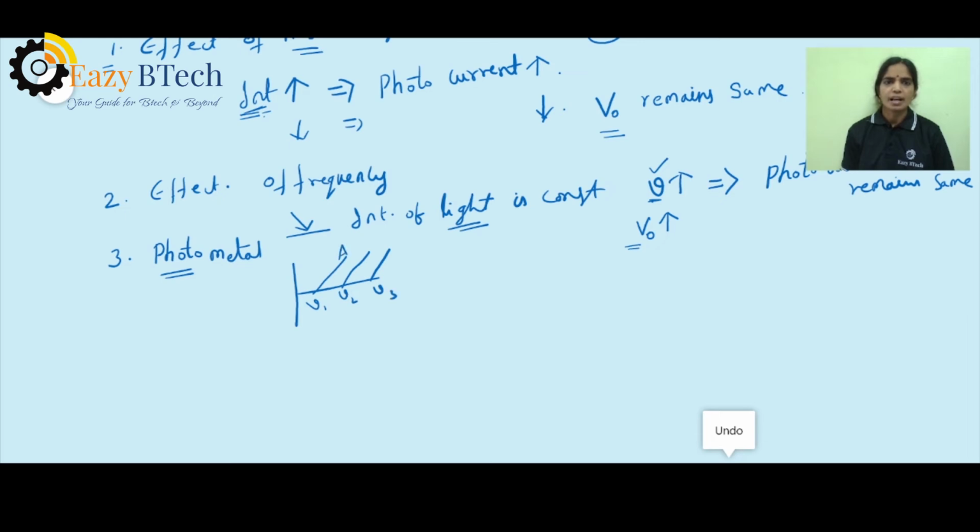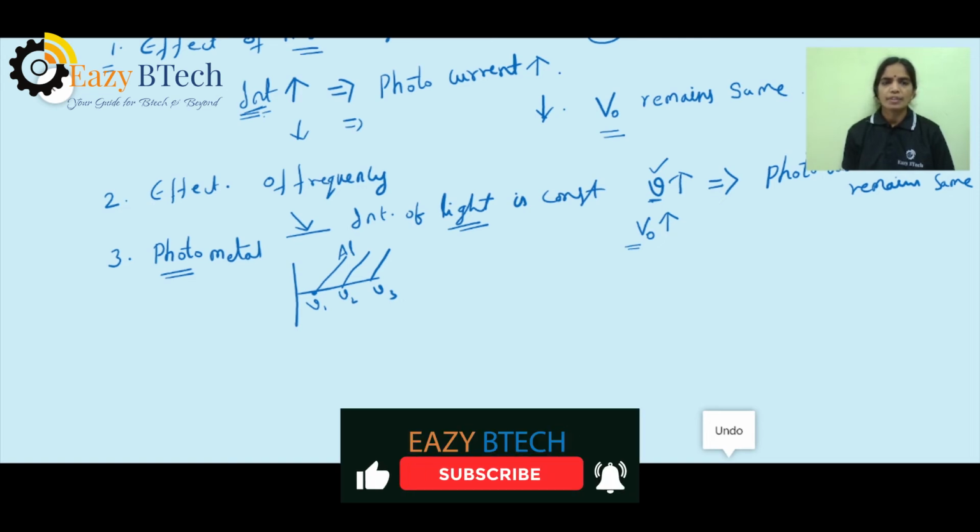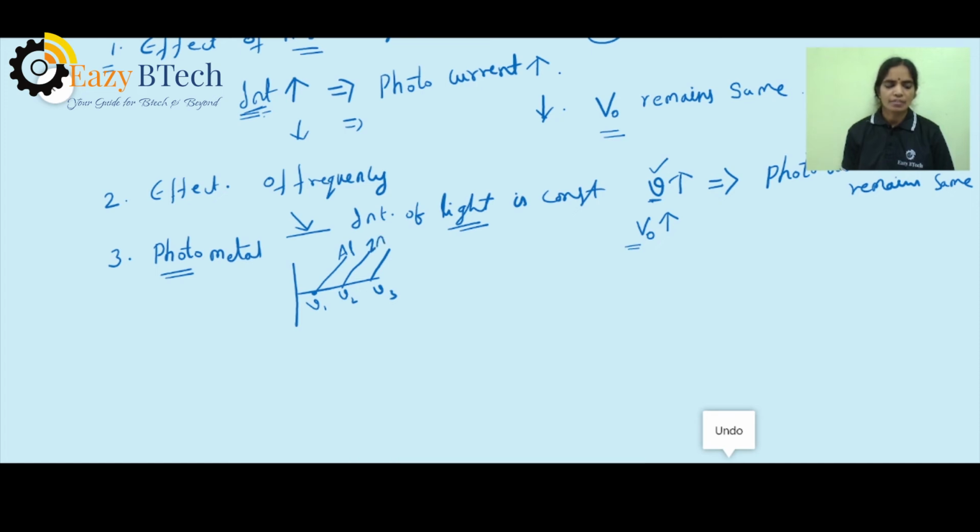For example, aluminium has a threshold frequency, say mu 1. However, when I go for zinc, it has some other threshold frequency, given as mu 2. Like this, depending upon the metal surface, the threshold frequency will change, because all metals don't require the same amount of energy; it changes from metal to metal. The other characteristic is the effect of time.